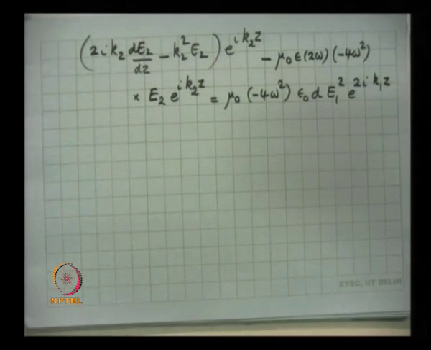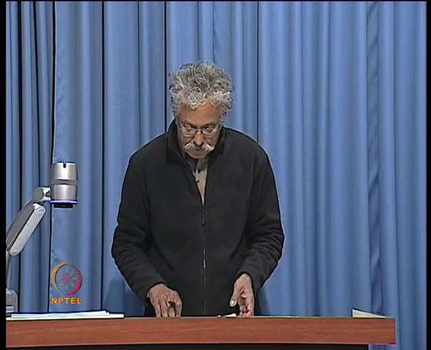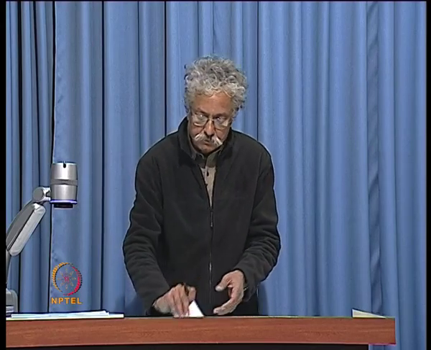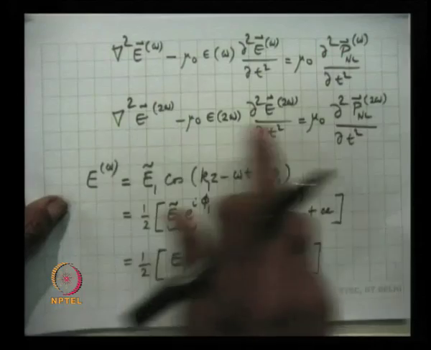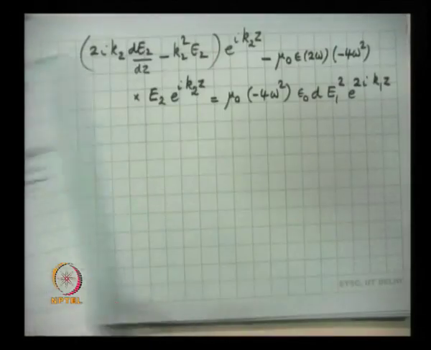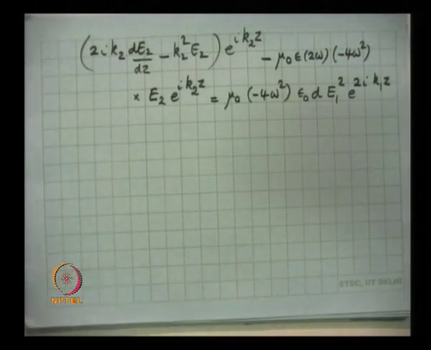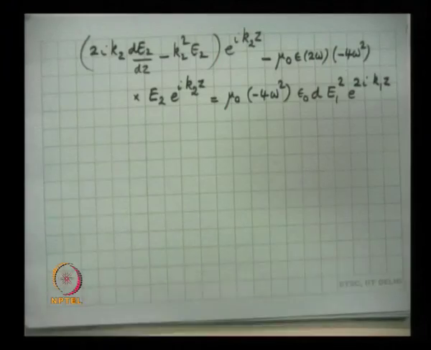Let me recall, I am substituting the expressions for E 2 omega and P n L 2 omega in this wave equation, and I am equating terms which are coefficients of exponential minus 2 i omega t in each of those expressions, and I will end up with this equation.